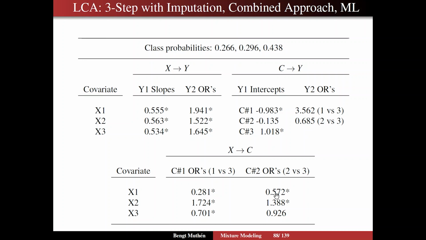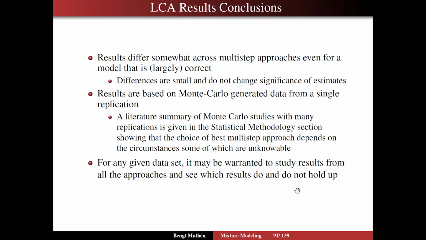But by and large, one could say on slide 91 that the results differ somewhat across multi-step approaches, even for a model that is what I call largely correct. You know, we don't specify the missing data mechanism exactly correctly when we just correlate the y's, correlate the x's rather, bring them into the model, or do the multiple imputation. We don't take into account the correct missing data mechanism because we typically don't know what it is. But the differences are small, ignorable I would say, and by and large do not change significance of the estimates.